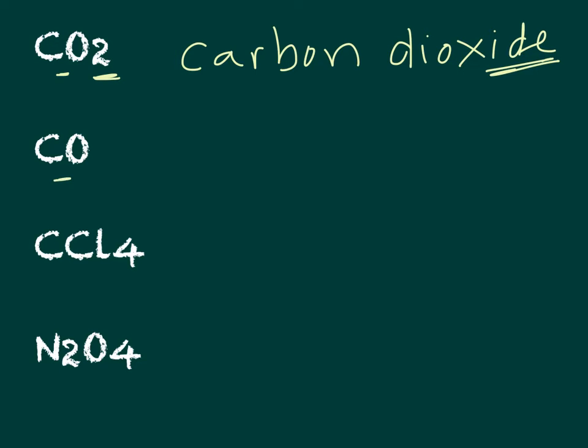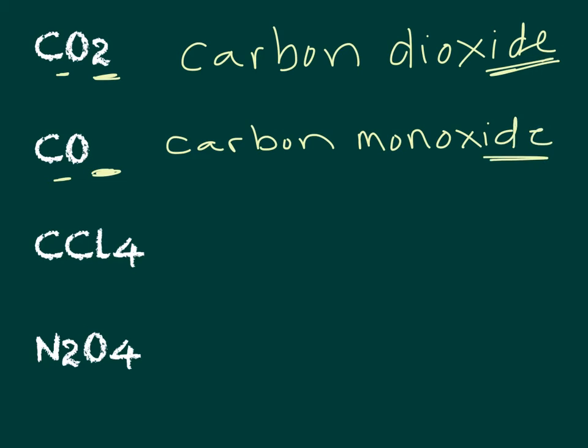Again, we have C with a subscript of 1 and O with a subscript of 1. Since we don't use the prefix mono on the first element, we're starting out with just the name carbon. But our oxygen here does have 1, and so we're going to use our prefix mono for that one. So this is carbon monoxide. And again, notice that the name ending changes to IDE.